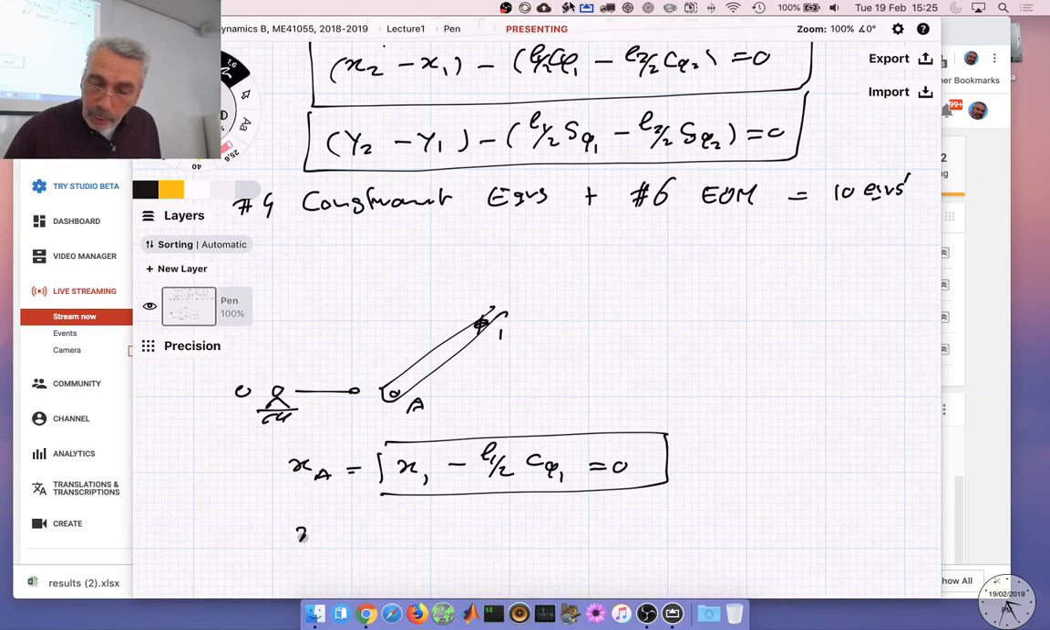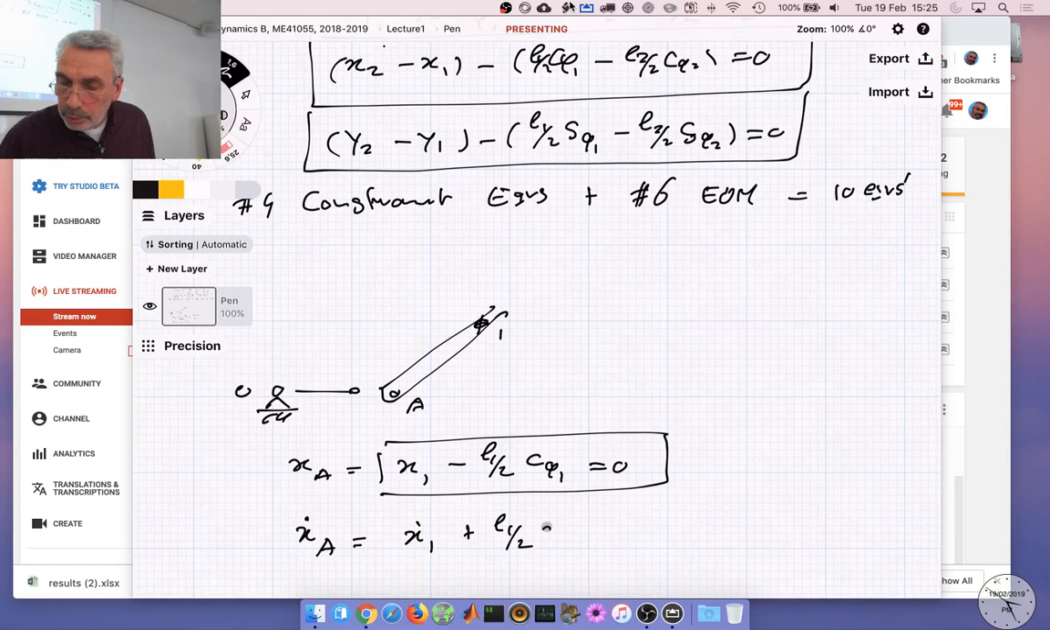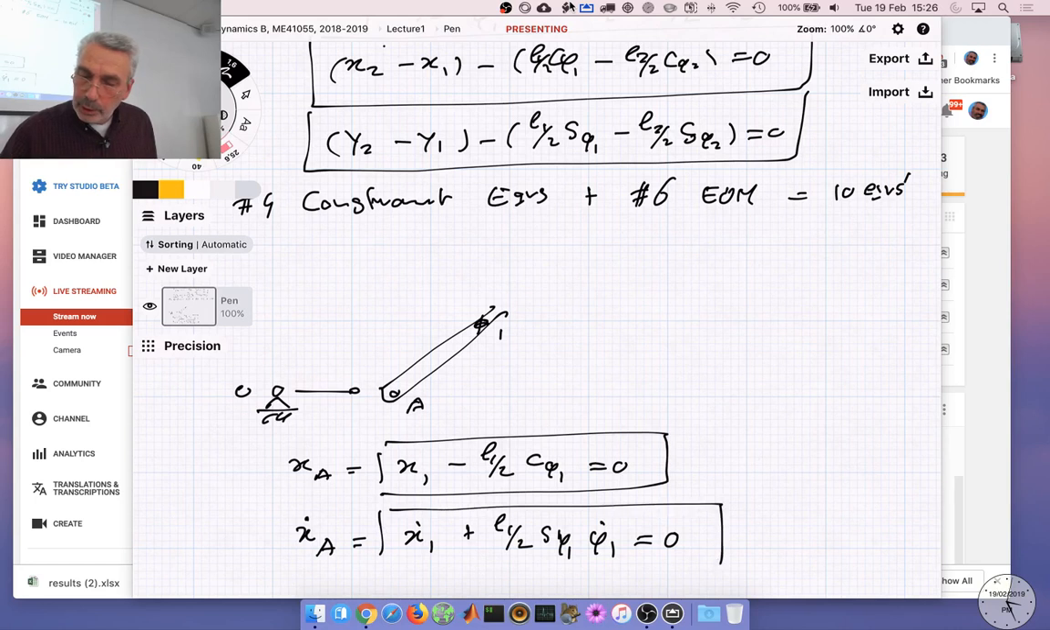So what we're actually looking at is x dot A is x dot 1, well, the derivative of cosine is something else. Minus sine, yeah, thank you. L1 over 2 sine phi 1, phi dot 1 is 0. So here now we have the expression for the velocity.